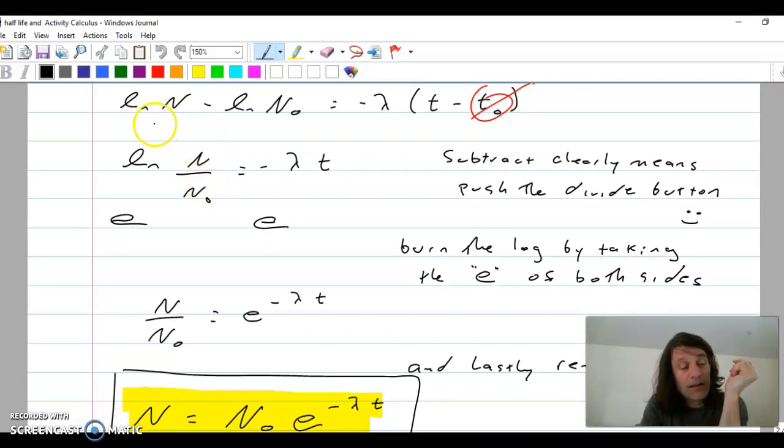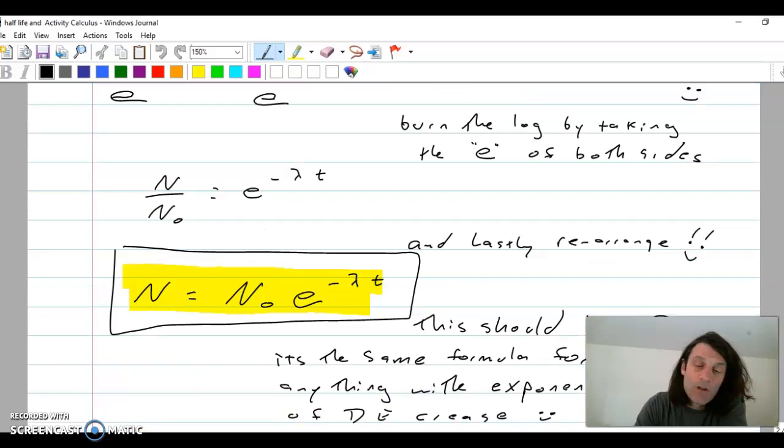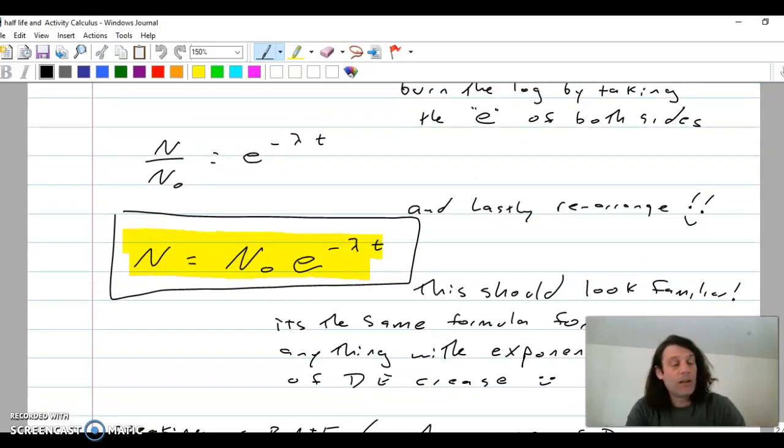In this particular example, we're subtracting natural logs, which is one of my favorite things about logarithmic math. Subtract clearly means divide. So this becomes the natural log of N over N0 equals negative lambda t. To kill the log, I'm going to take e, Euler's number, of both sides. So what it ends up being is this, and you rearrange it in that structure there, highlighted in yellow. Boy, that looks awfully familiar, doesn't it?